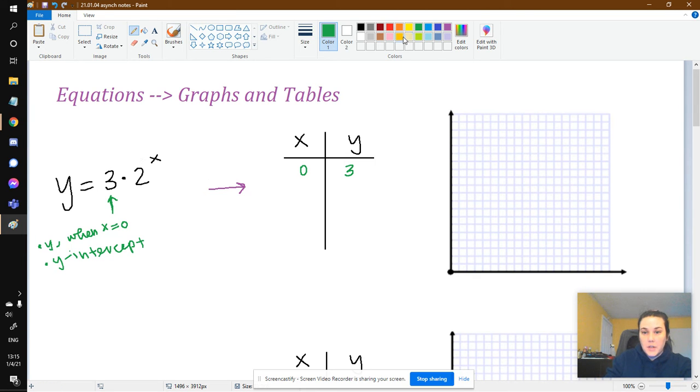And then for the table, the next thing we know is that we multiply by 2 when we go up by 1. So we just fill in 0, 1, 2, 3 on the x side.